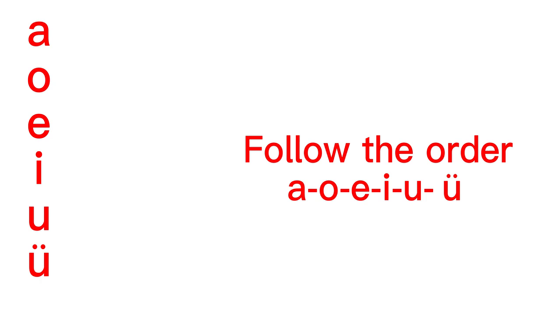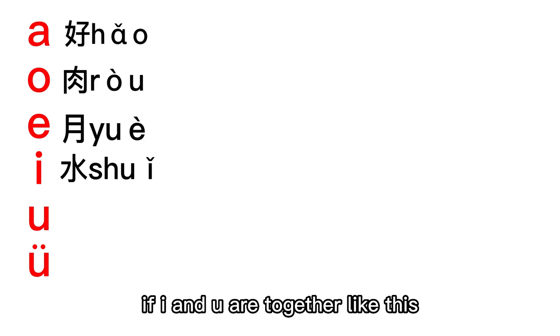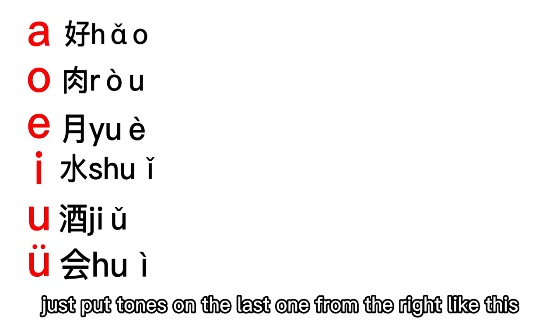Some of you may ask, where should I put the tones? Well, I can give you a formula. The right order you can follow is a, o, e, i, u, yu. When there's an a, you always put the tone on a. If there's no a, put tones on o or e. O and e will never be together in one Pinyin, so take it easy. When you try to put tones on i, get rid of the dot like this. If i and u are together like this, just put tones on the last one from the right like this.